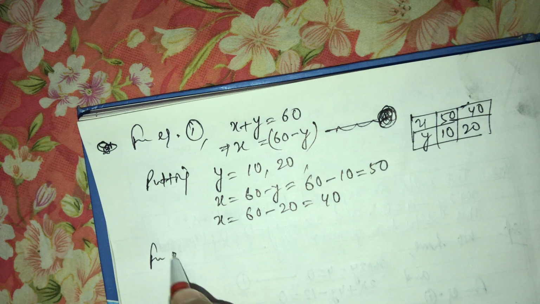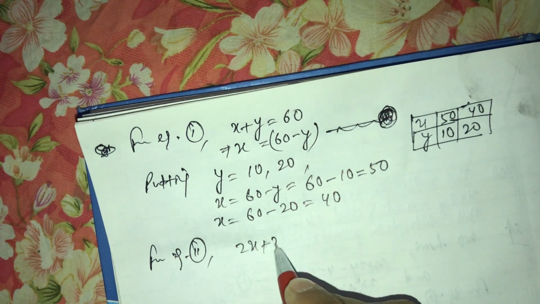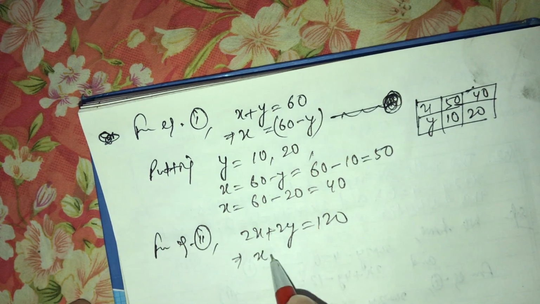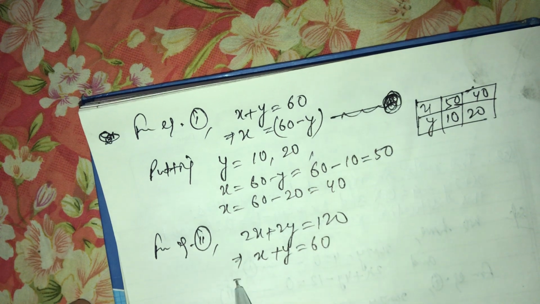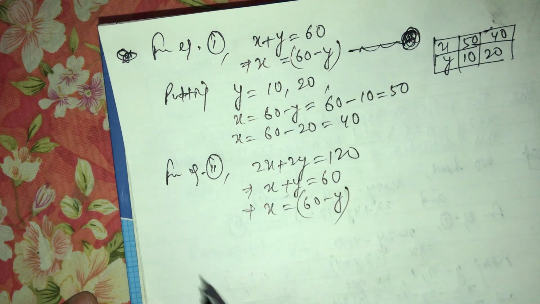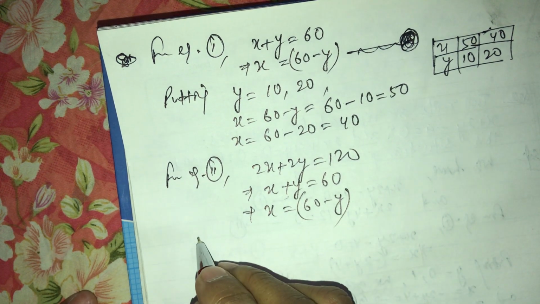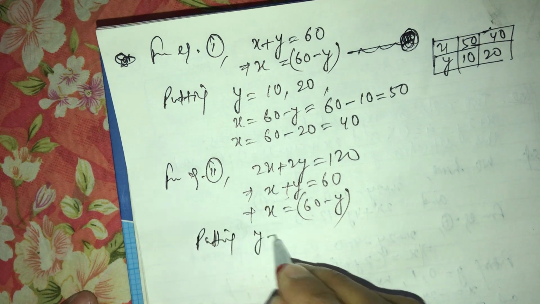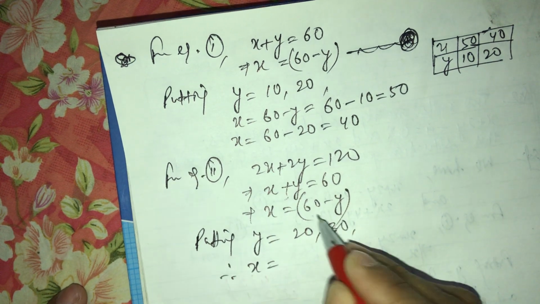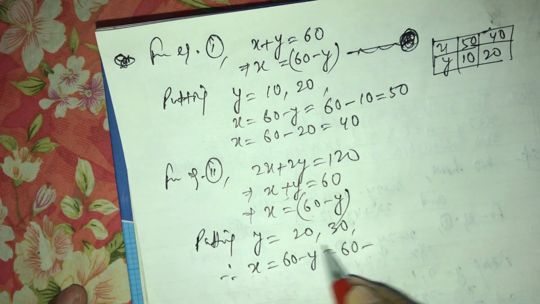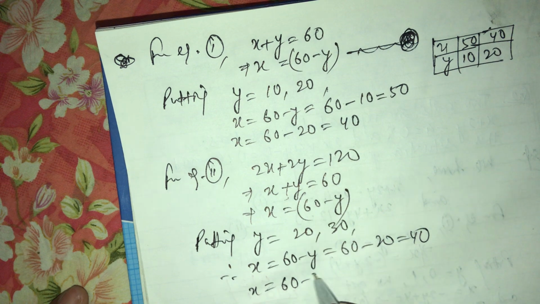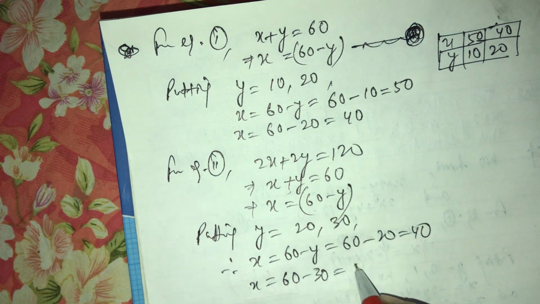Now from the second equation, equation 2, it was 2x plus 2y equal to 120. If you see here, 2 is common everywhere, so divide by 2, and we'll get this equal to 60. So x equal to 60 minus y. Again I have y on the right hand side, so you can take any value, let me take 20 and 30. You will get x equal to 60 minus y. 60 minus the first value 20 gives 40. Second value y is 30, 60 minus 30 will give you 30.